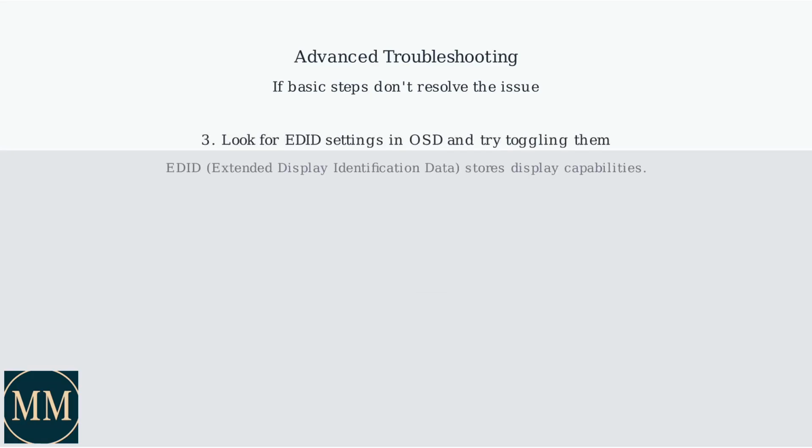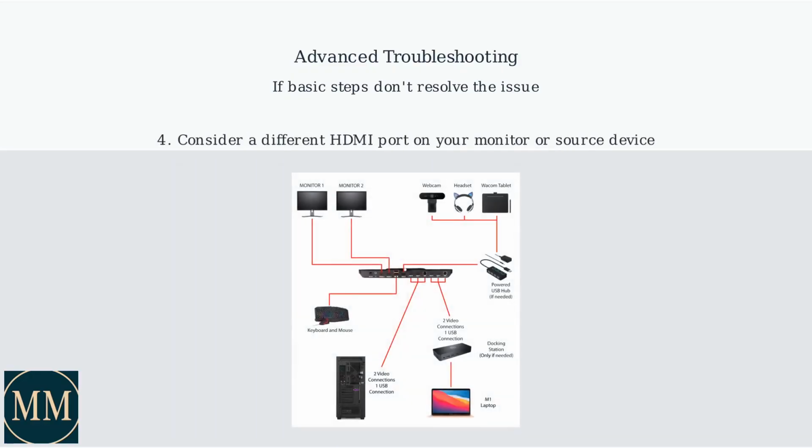Also in the OSD, look for any EDID or display identification settings. Toggling these can reset the communication between your device and monitor, potentially resolving handshake issues. Finally, try connecting to a different HDMI port on either your monitor or the source device. Ports can sometimes become faulty, and switching them can isolate the issue.